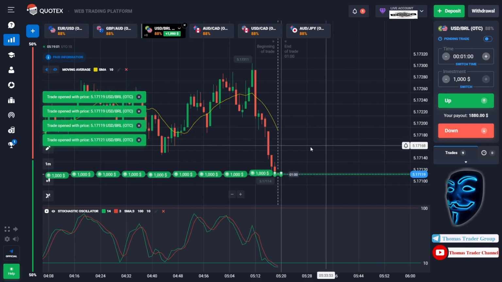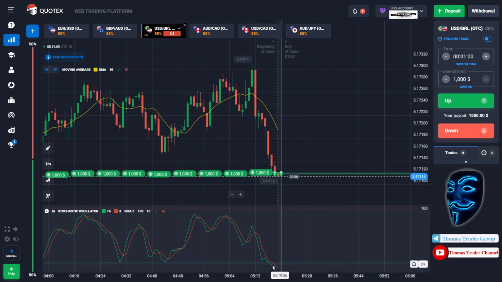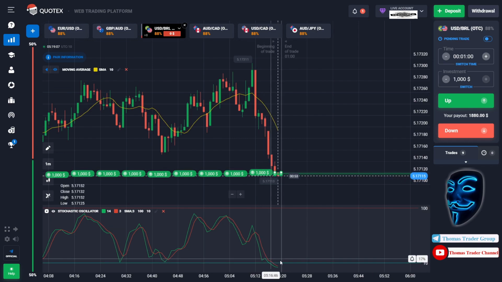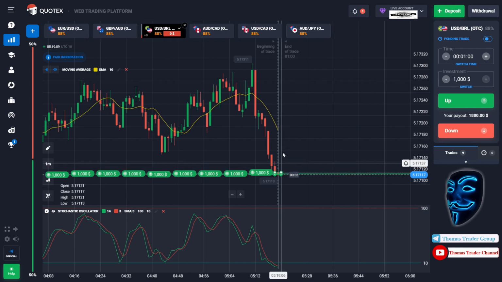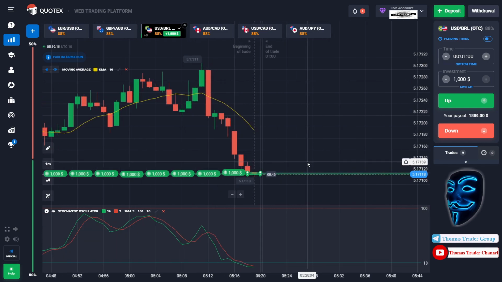As you can see over here, the market is going bearish and the market has already touched the oversold area. When the market touches the oversold area, it will make a rebound and it will make a correction to the moving average line before it continues the bearish trend. Let's prove it and let's wait till the end of our trade.